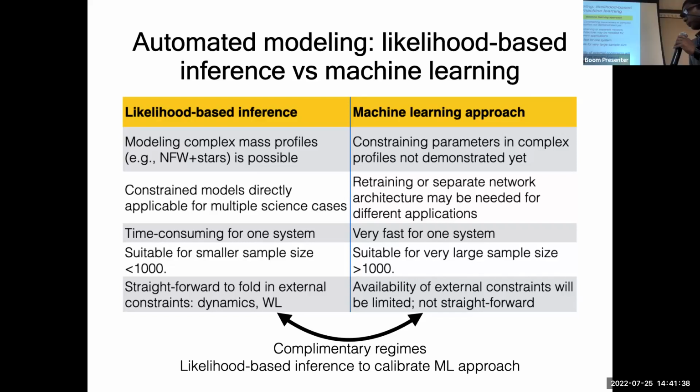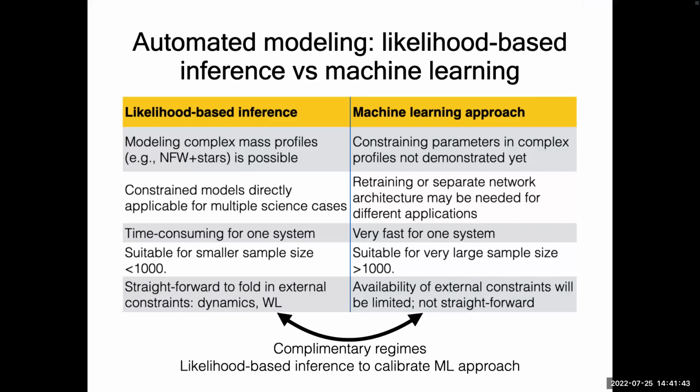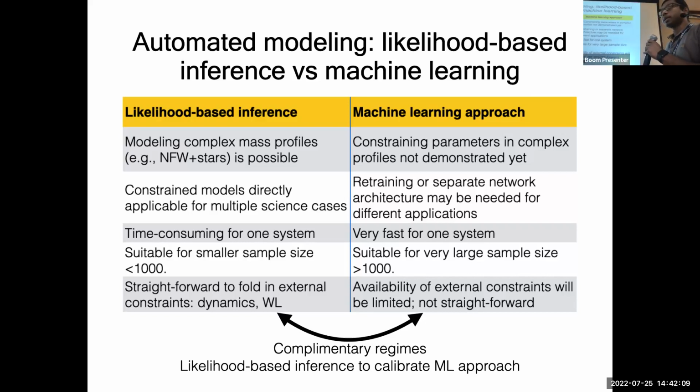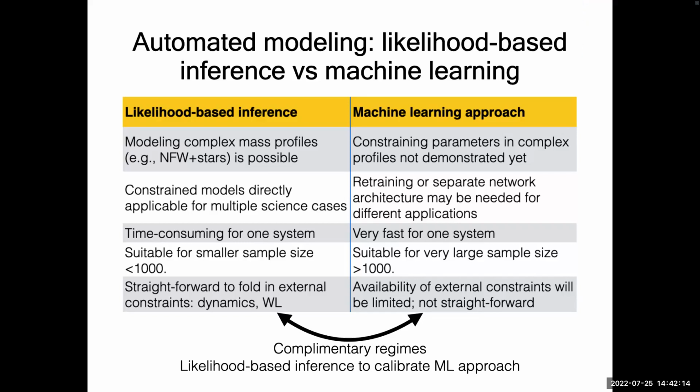Okay, so I see these two approaches to be complementary to each other, where the likelihood-based inference can still be very valuable for a smaller sample where there is a lot of intricacy in the lensing system, whereas the machine learning approach is really essential when we have sample sizes that are more than 10,000 or so. And it's also interesting that machine learning can calibrate its output using the outputs that we get from likelihood-based inference techniques.